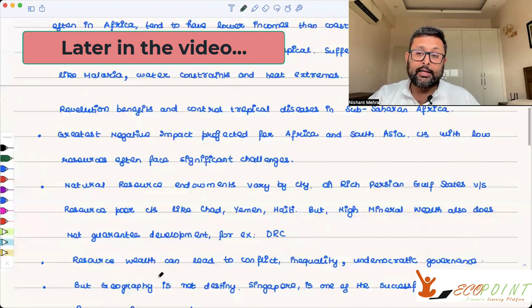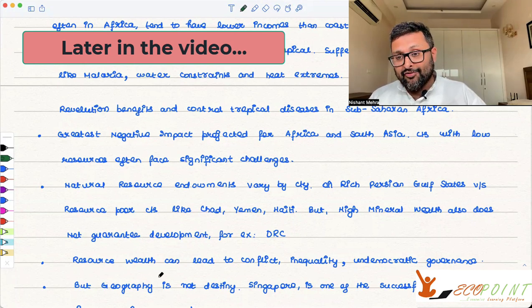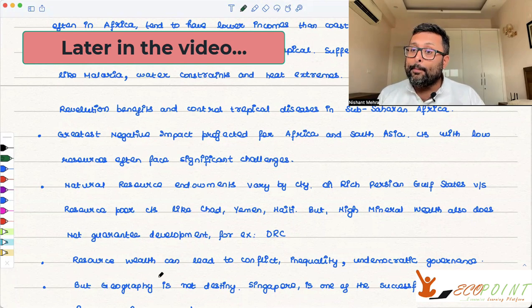You also have to remember that there are differences in natural resource endowments among these developing countries. For example, on the one hand, you have the oil-rich Persian Gulf states, Middle East countries. And on the other hand, you have resource-poor countries like Chad, Yemen, Haiti. But you also have an example of a very resource-rich state, for example, Democratic Republic of Congo, but it is not very developed. So just because you have resources, it is not a guarantee for development.